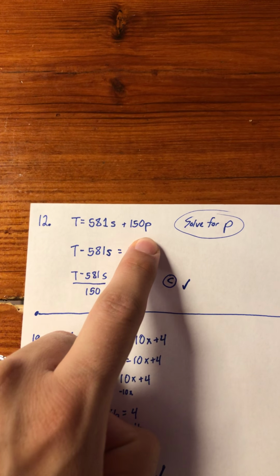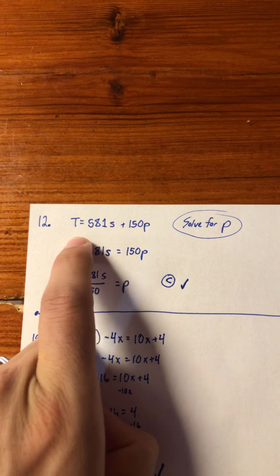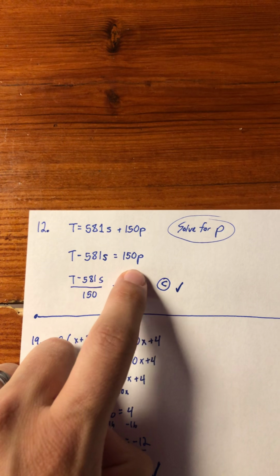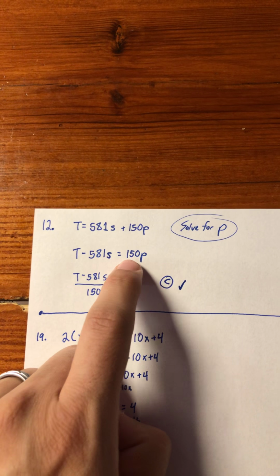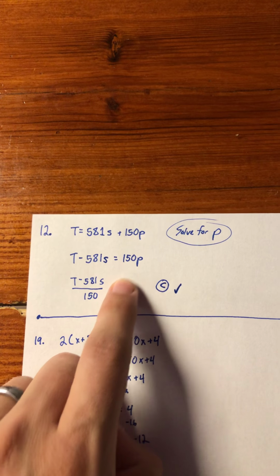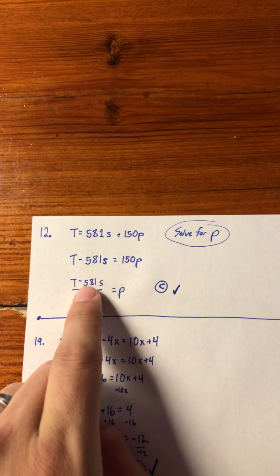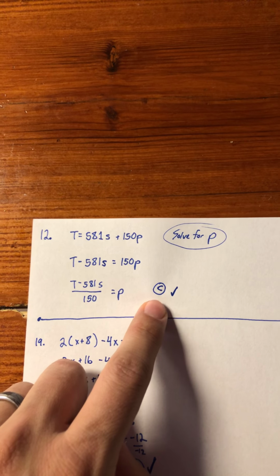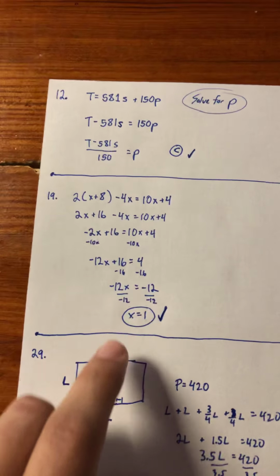So we want to solve for this p, so we're gonna start over here. We're gonna subtract this 581s to the left side. So we got t minus 581s equals 150p. Now all we have to do is get rid of the 150, so because it's being multiplied, we're going to divide it. Divide 150 to both sides, and you get t minus 581s, all divided by 150 equals p. That's answer choice C.